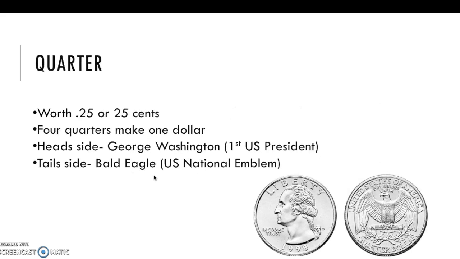Next you have the quarter, which is 0.25 or 25 cents, which could be expressed as 25 over 100 in fraction form. 4 quarters are going to make $1. On the head side you have George Washington.